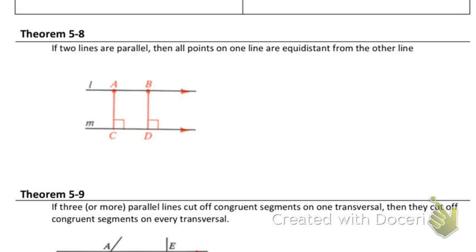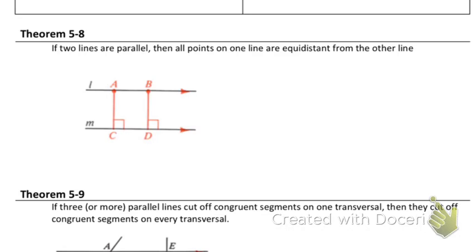So we have theorem 5.8. Theorem 5.8 says if 2 lines are parallel, then all points on one line are equidistant from the other line. I think that basically makes sense because if you're parallel, you're always the same distance away from the other line. Right? Can we picture that? If I'm on a line and they're parallel, they're always going to be the same distance away from each other.